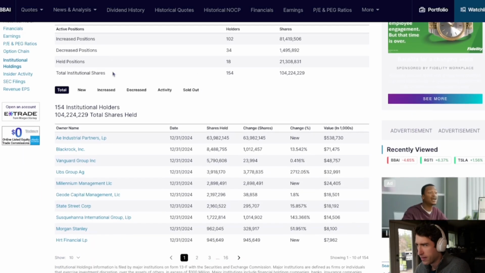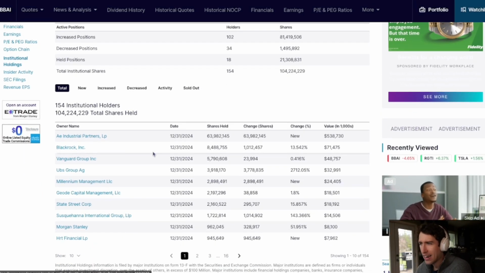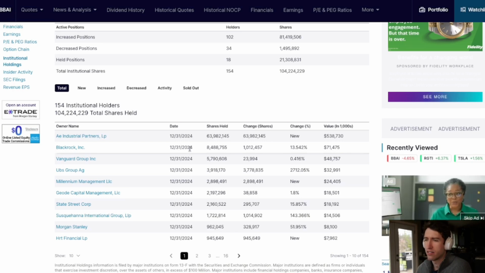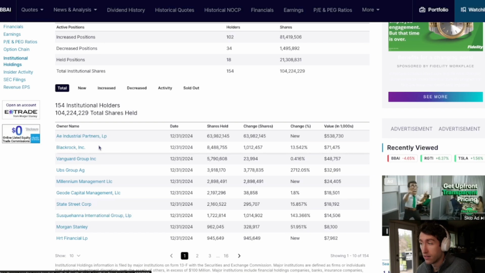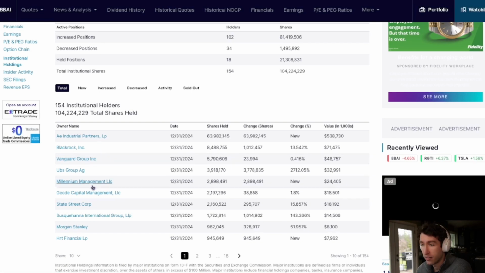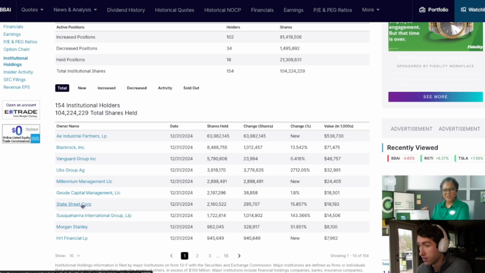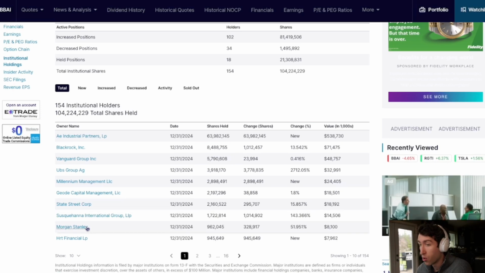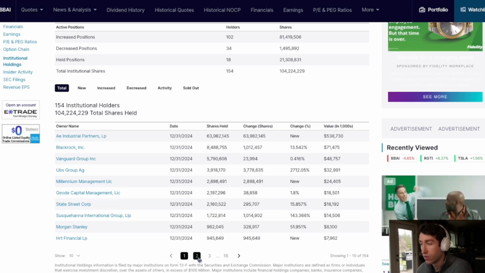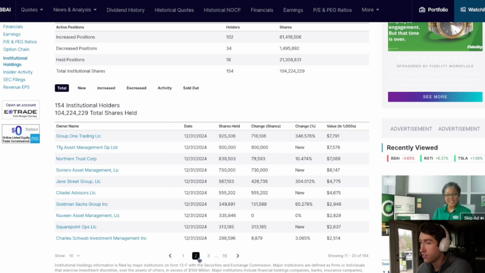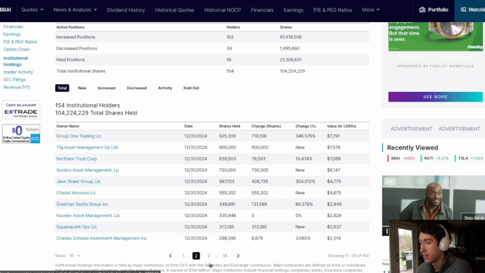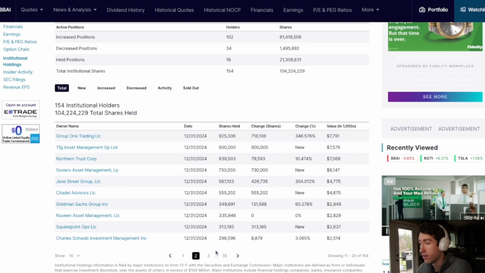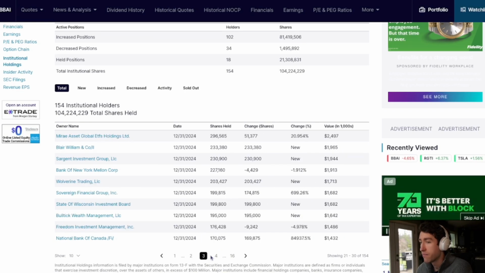But increased positions is where it gets interesting. BlackRock, right before the end of the year, you could see BlackRock investing, Vanguard investing. So some of the biggest institutional investors are in this. State Street, you could see Morgan Stanley there as well, right before the end of the year. This gets interesting. Goldman Sachs, Citadel. So we're talking Charles Schwab investing in this company.